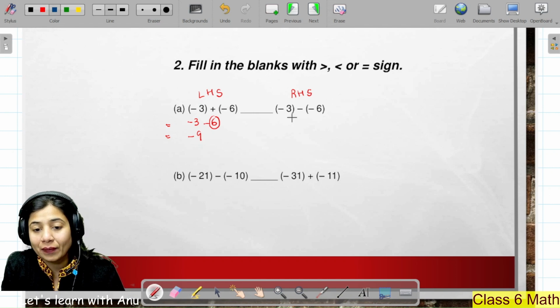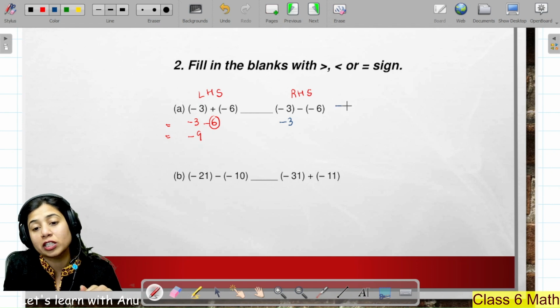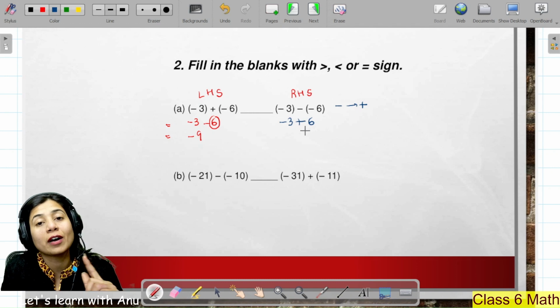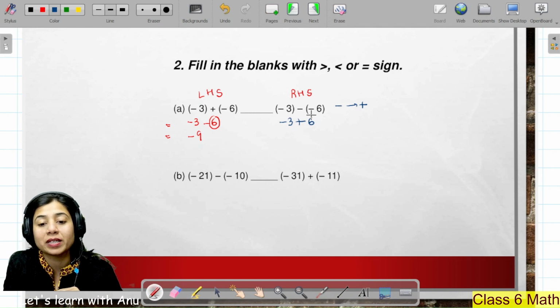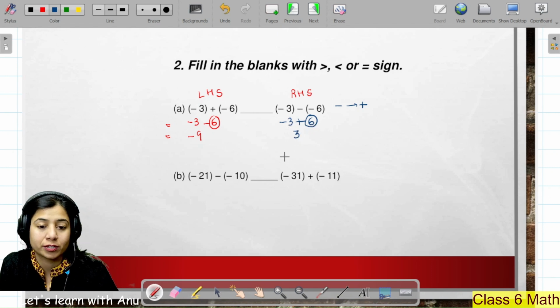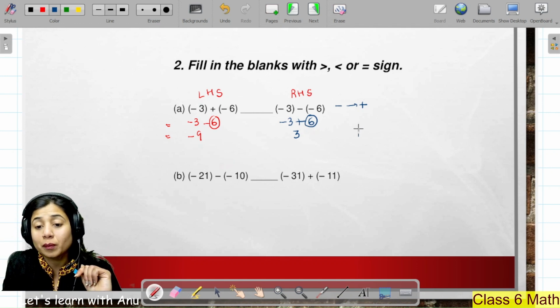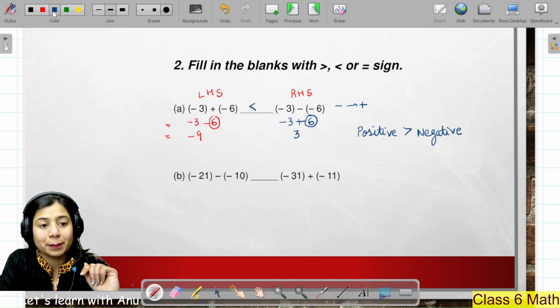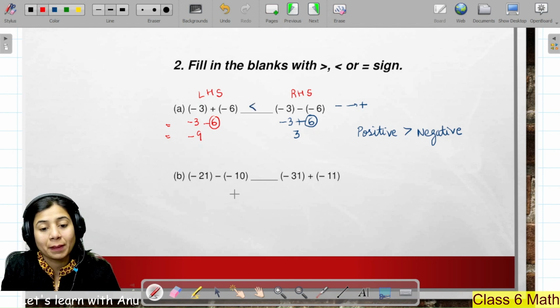Then right hand side, minus 3, outside we have a negative sign, so the inner sign will change from minus to plus, so minus 6 will become plus 6. So here now we have opposite signs, subtraction is going to happen and the sign will come of the bigger integer. So 6 minus 3 is 3, so it's positive 3. And if we compare minus 9 and 3, obviously a positive number is always greater than a negative number. So 3 is greater.